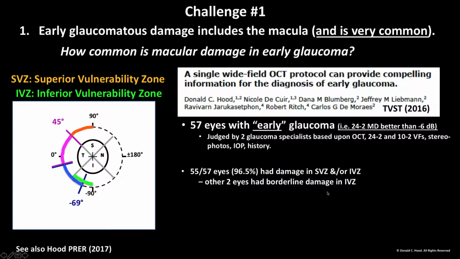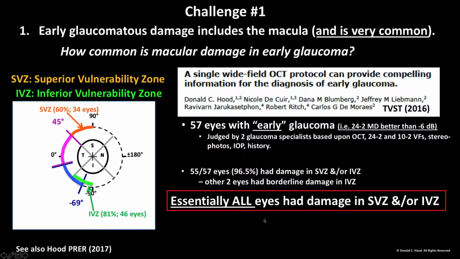When we finished this, we found that 55 out of 57 eyes had damage in either the superior vulnerability zone and/or the inferior vulnerability zone. You notice that 80% had damage in here. And in fact, even these other 2 eyes, qualitatively, you would say they were damaged. They were in the yellow region of the OCT. So essentially all the eyes that we looked at had damage in these 2 zones. Again, a testable hypothesis.